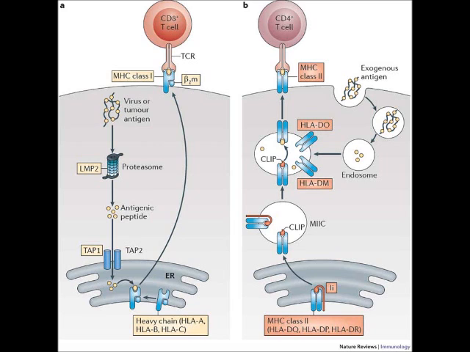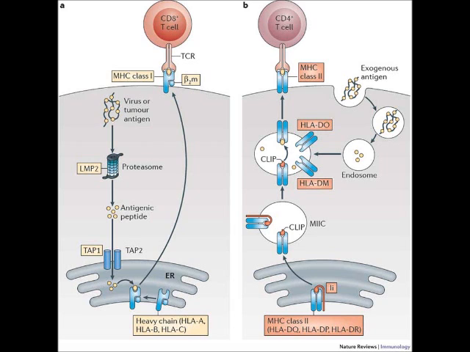So the major differences between the two classes: class 1 is comprised of an alpha chain and a beta 2 microglobulin chain, whereas class 2 is encoded just alpha and beta chains, though both are encoded by the MHC genes. Class 1 is present on most cells, whereas class 2 is present only on the antigen-presenting cells. Class 1 binds to endogenous antigens. Class 2 binds to exogenous antigens.